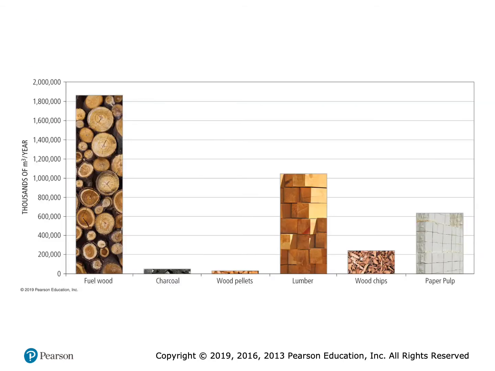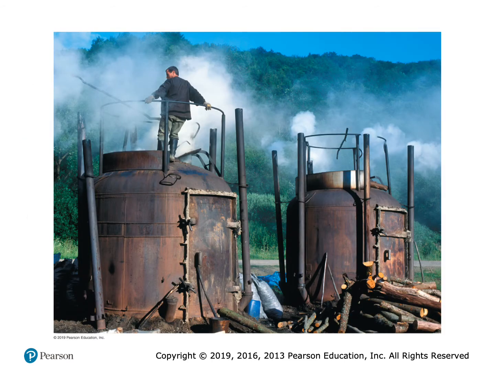This is a look at global wood use worldwide. Again, most of it is for fuel, lumber, and you can see how much of it is used for paper there. Charcoal is produced by burning wood in special kilns that provide only limited oxygen. So charcoal is produced from wood.